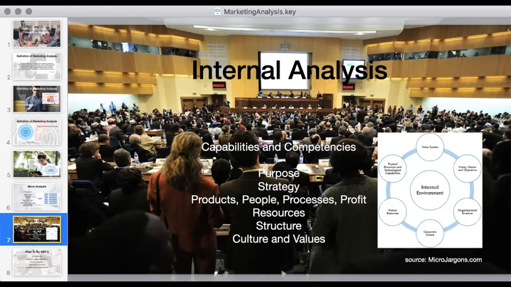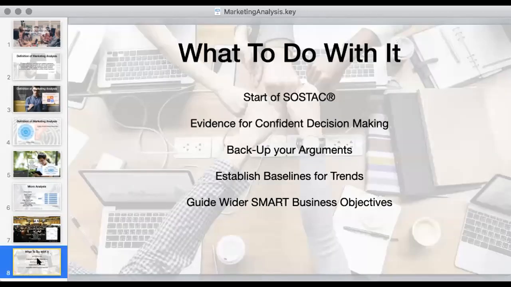So the internal analysis is so important to be viewing this in the context of the macro. And that's why we put internal at the heart of it, because it's what you come to. It's the core of the response to the micro and macro in those concentric circles that allow us to start to make some really sound decisions based on the things that we see. So what are we going to do with it? What are we going to do with this marketing analysis that we've done?